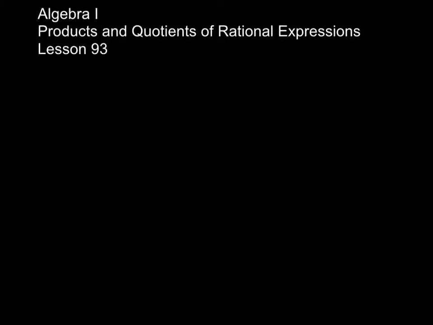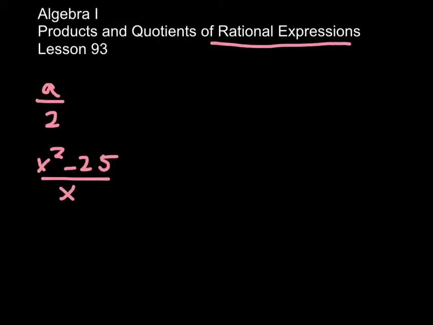All right, for lesson 93, we're going to talk about products and quotients of rational expressions. Before we get into this, what are rational expressions? You've heard that term before. All a rational expression really is, it's just a fraction. So for example, if I had a over 2, that's a rational expression. Or if I had x squared minus 25 over x, that's a rational expression. Anything that's in the form of a fraction is a rational expression.